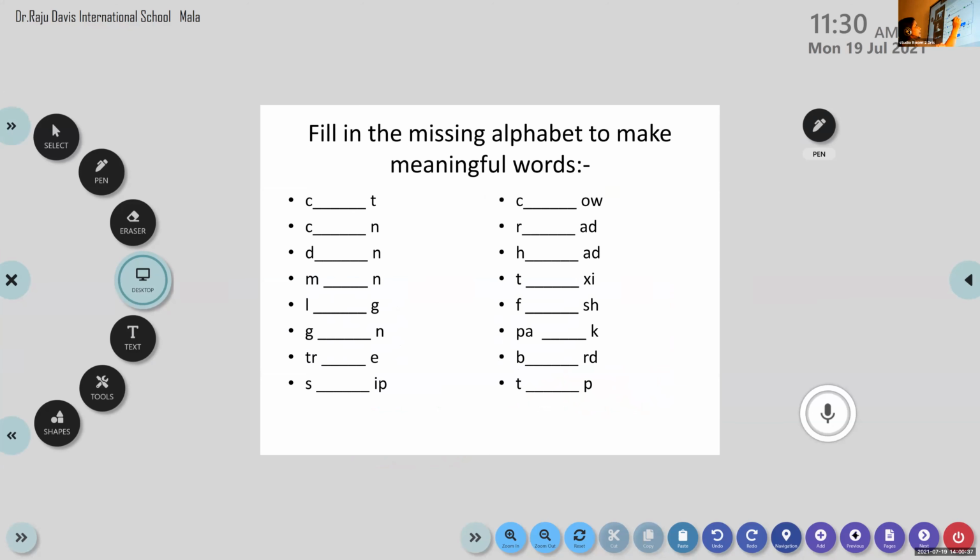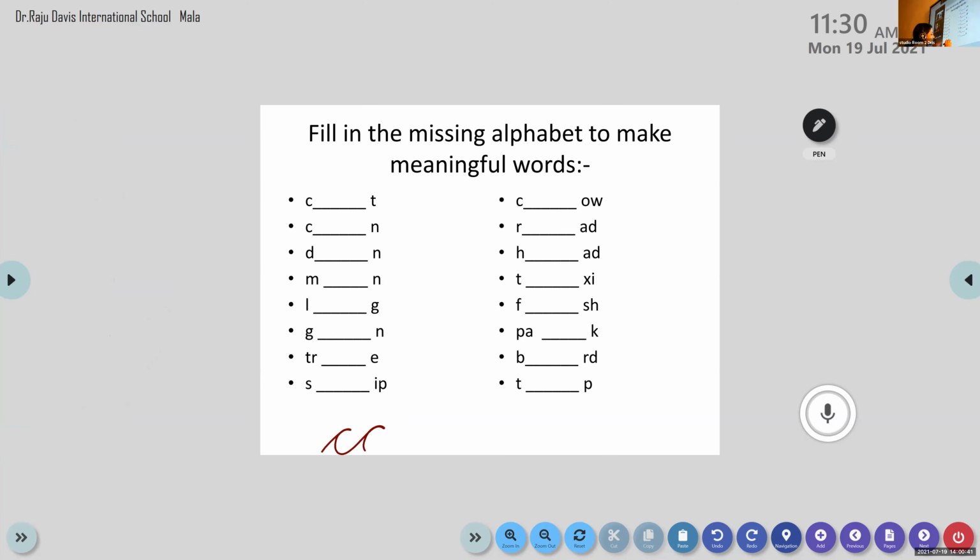This word, cat, has three sounds: k, a, t. So we know this word is cat. Now we have to insert the letter A. This word is can, so n. It is can. Okay, the answer keys are also being sent to you.